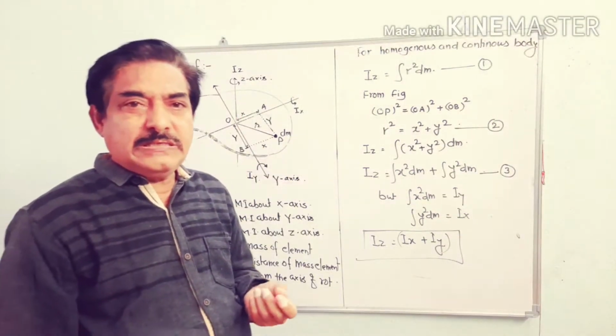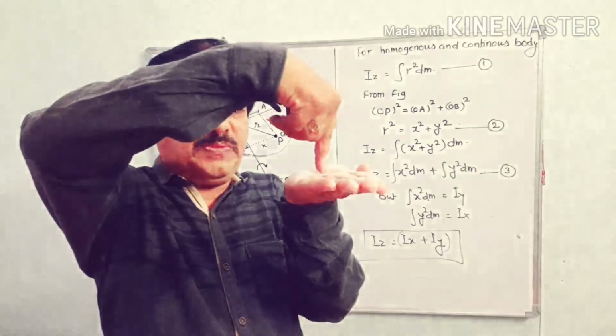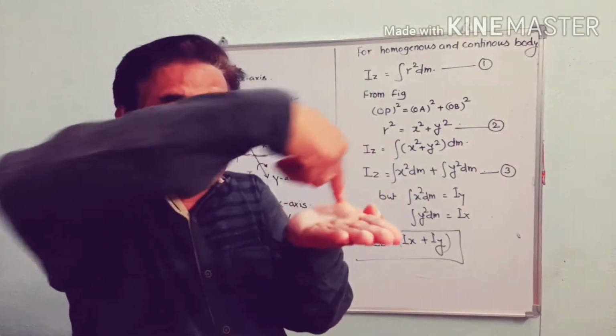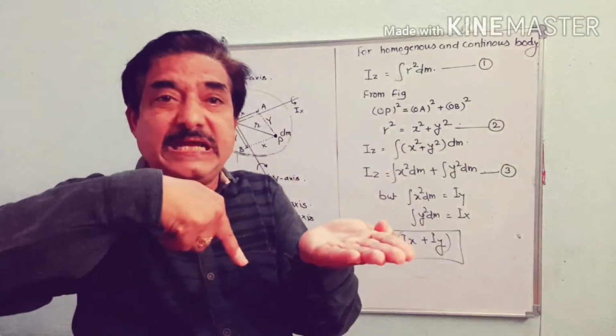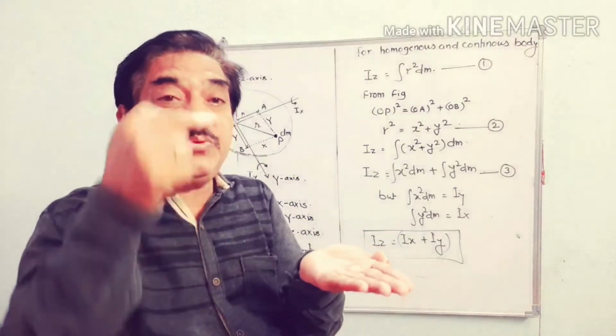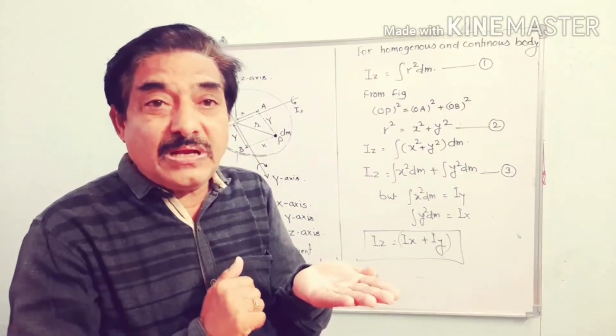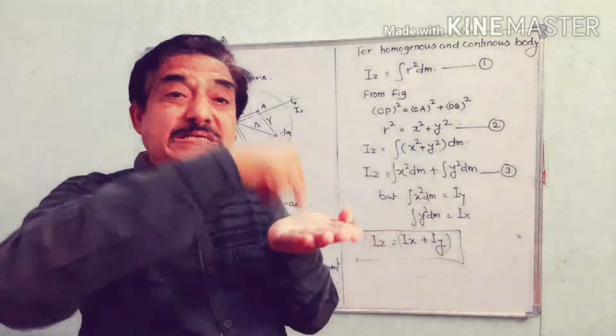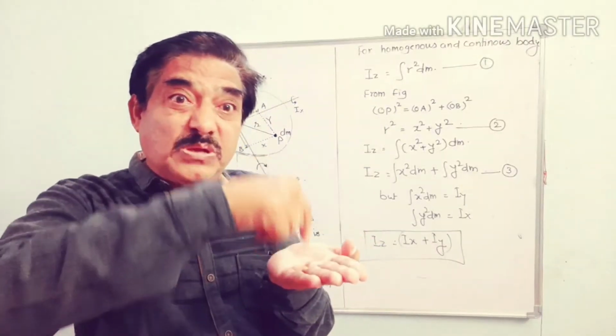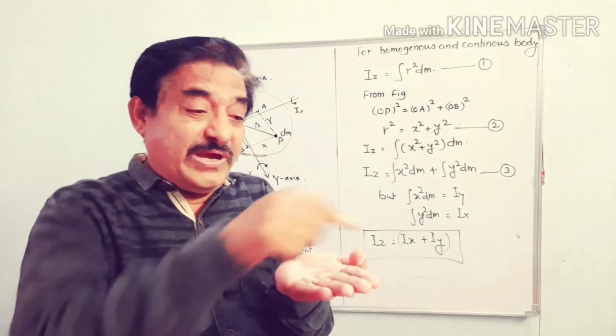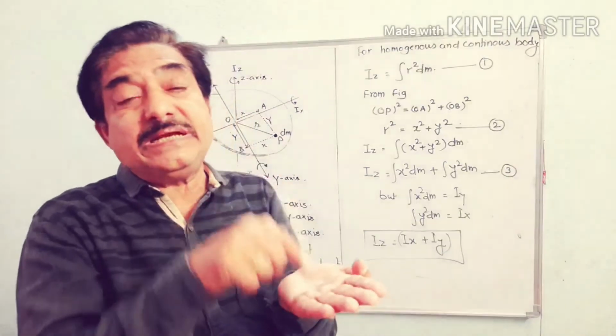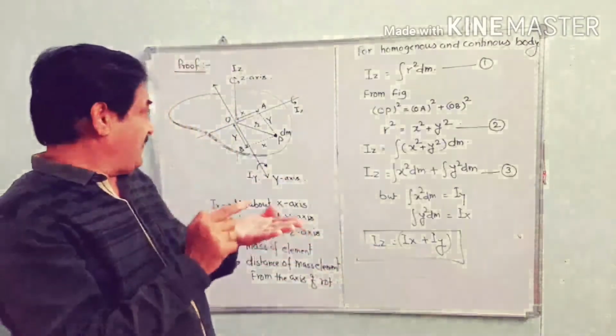So here, z-axis is perpendicular to the plane of the body. X-axis and y-axis, they are lying in the plane of the body and they are mutually perpendicular to each other. And this perpendicular axis passes through the point O such that where x and y-axis intersect with each other.